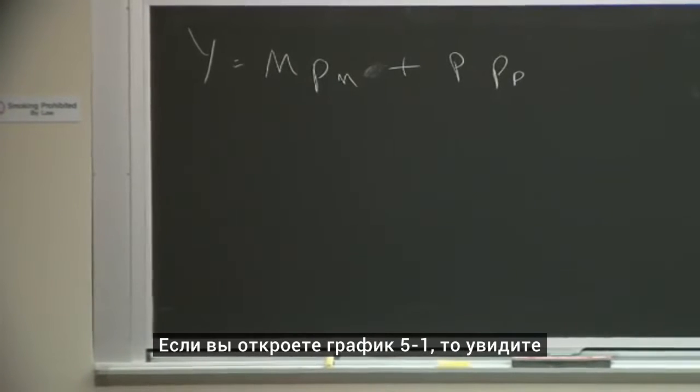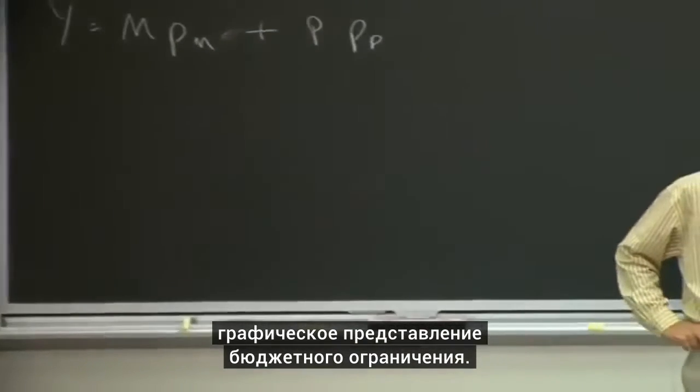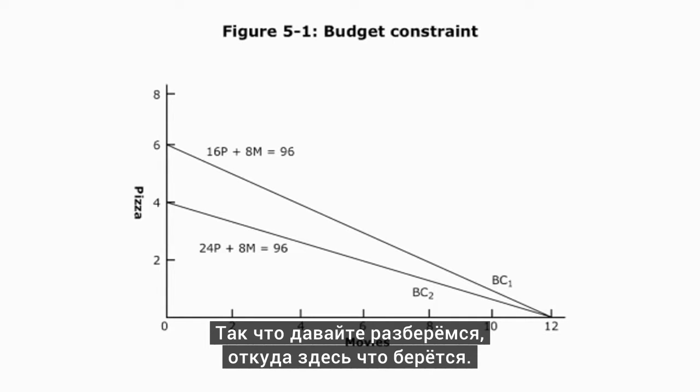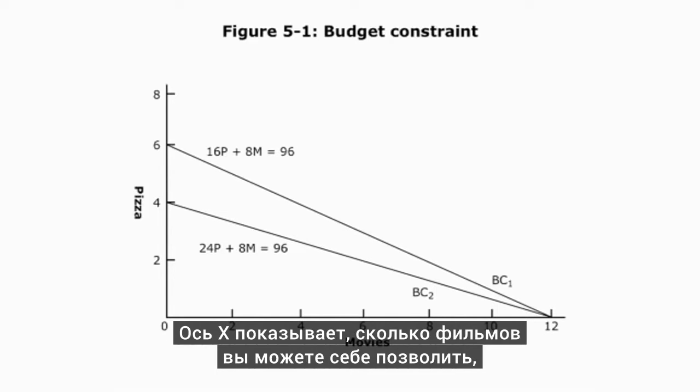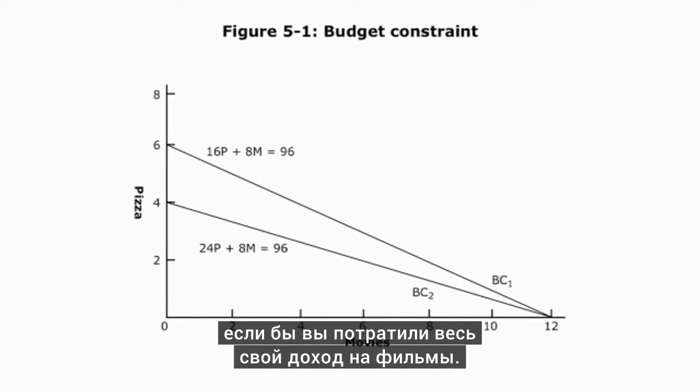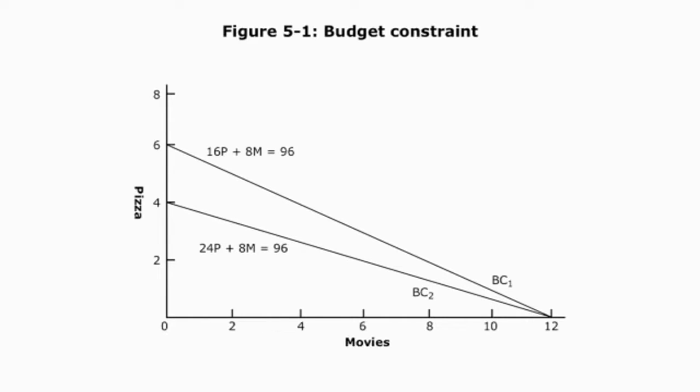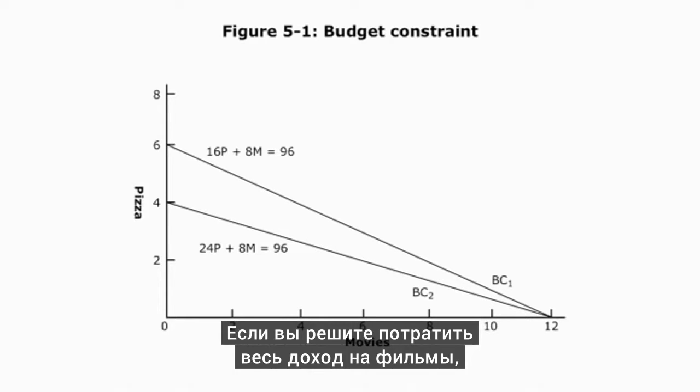If you go to figure 5.1, this is a graphical illustration of a budget constraint. Okay? Now let's just carefully talk through this for a moment, because you're going to be really good at dealing with budget constraints. You're going to have to be this semester. So let's carefully talk about where this comes from. Okay, the x-axis is going to be how many movies you could have if all you did with your income was consume movies. Well, if you decide to devote your income solely to movies, then you could have Y over P sub M movies.